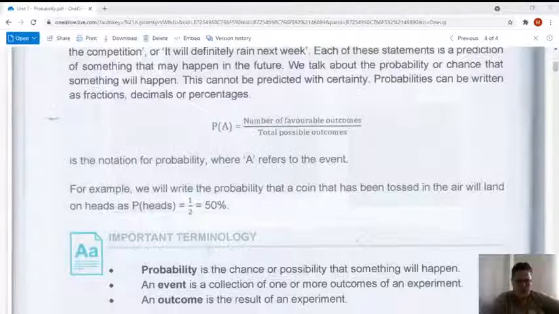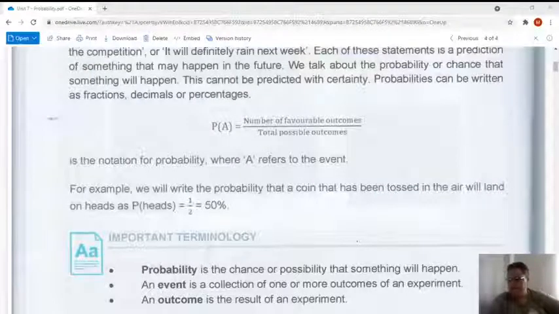Okay, so this is the notion of probability, where A refers to an event. For example, we will write the probability that a coin tossed in the air lands on heads as P(heads) = 1/2 = 50%. Why is that? You have a coin. How many sides does a coin have? It has 2 sides. If you flick it up in the air, there are 2 outcomes: heads or tails. So the probability of hitting heads is 50%.